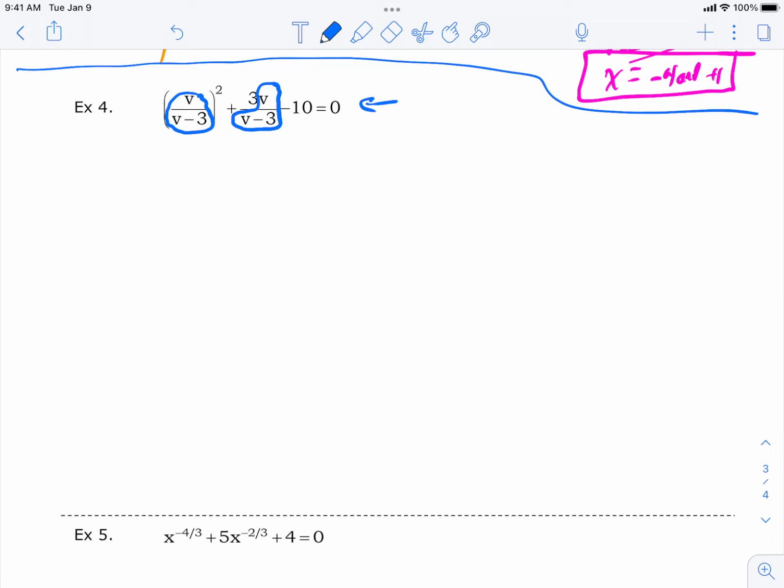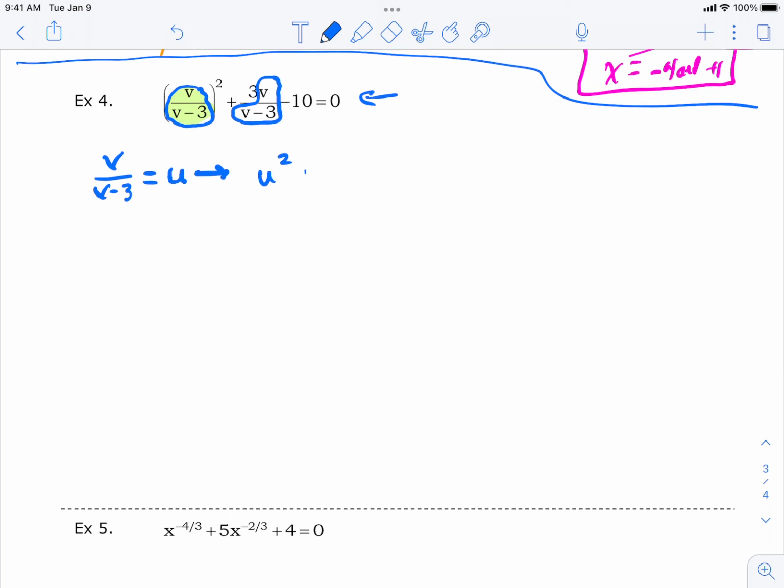So what do you say we try that? I'm going to take this v over v minus 3 and give that a new name, call it u. This equation will be, well, see, this is just a u being squared, plus, and then here's the u, and notice it's just being multiplied by a 3. So that becomes 3u minus 10 equals 0. Happy equation. U squared plus 3u minus 10 equals 0. It's a trinomial.